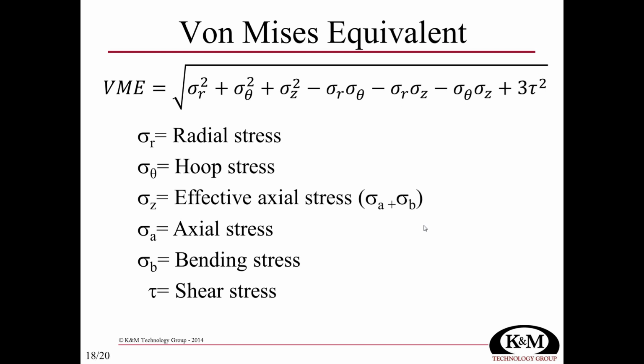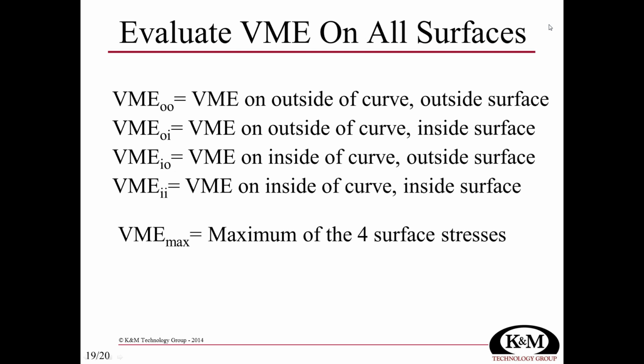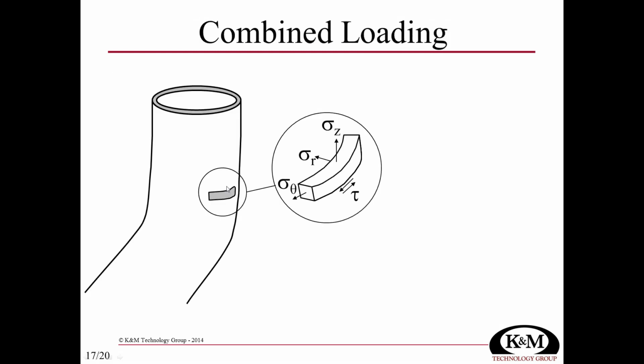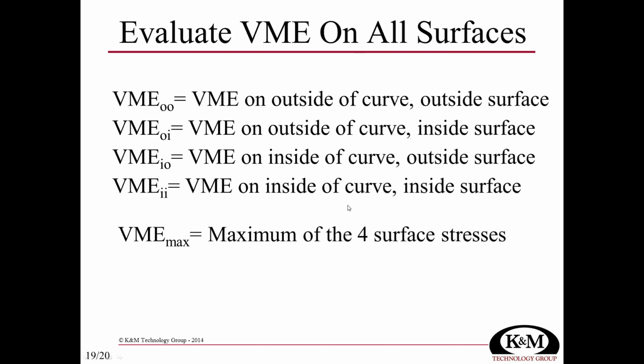What we try to do is operate at less VME stress than the yield strength of the material if we want to stay within that elastic region. Now, it's important to evaluate the VME on 4 different surfaces. The outside of a curve, so when we're curving pipe around a dog leg, let me just zoom back to this little diagram. The outside of the curve would be this edge, and of course on that outside curve I've got the OD surface of the pipe and the ID surface of the pipe. I need to evaluate both of those places. And then of course on the inside edge of the curve I need to evaluate the OD surface and the ID surface. So when we talk about VME, we're evaluating it 4 times.